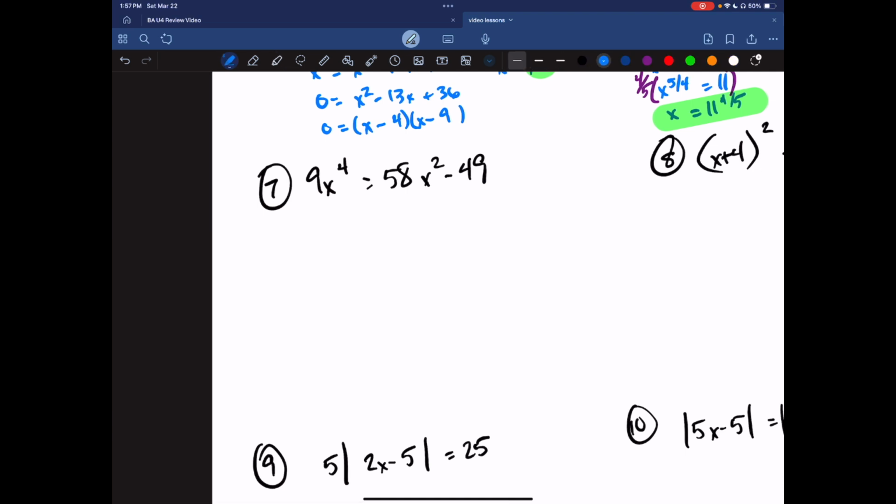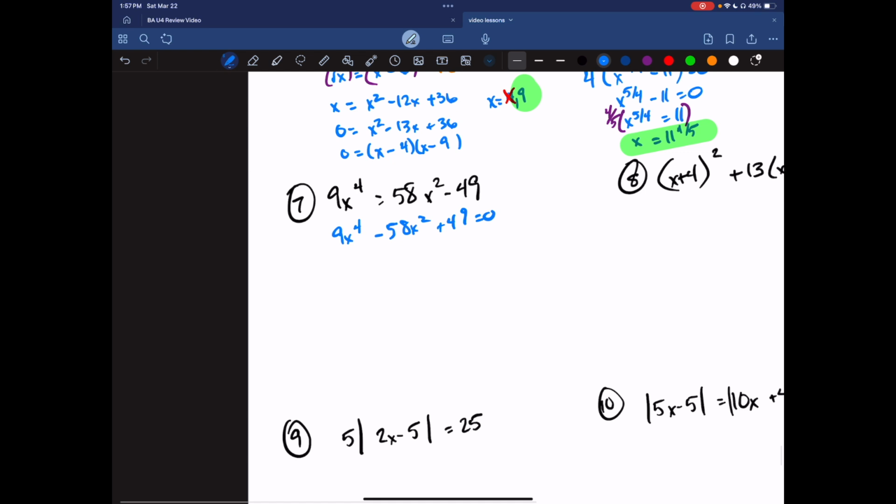On number 7, you want to get everything to the same side first. So let's get everything over here. x to the fourth minus 58x squared plus 49 equals 0. Okay, now on number 7, we're going to use what they call u substitution. And that just means we're going to let u be x squared. And so if u is x squared, that means u squared is x to the 4th. And so this is going to be 9u squared minus 58u plus 49.